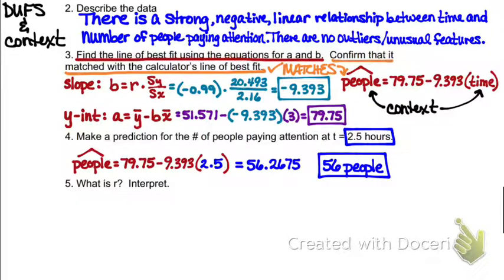56.27. Since we're talking about people, this has to be rounded to the whole number. We're not going to have 0.26 of a person. So 56 people.